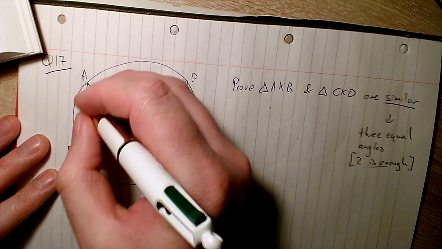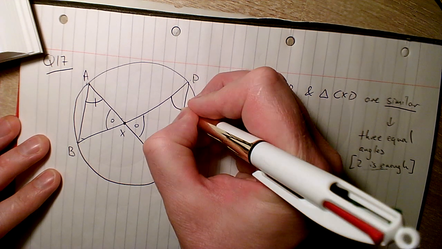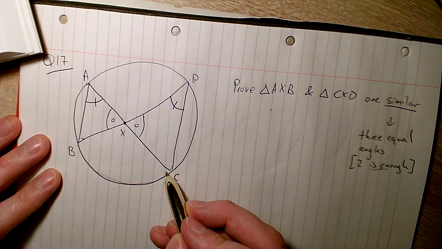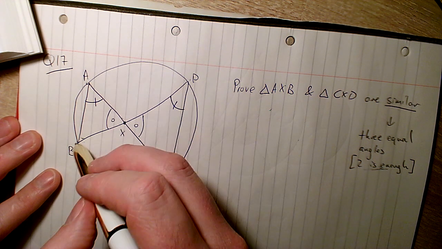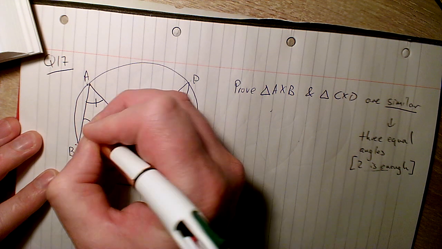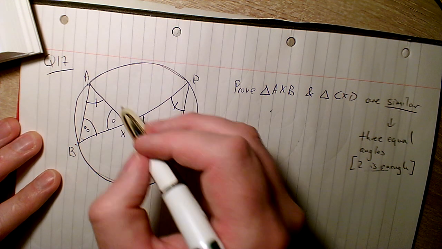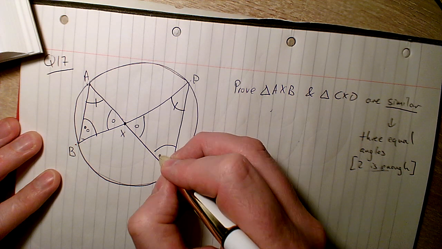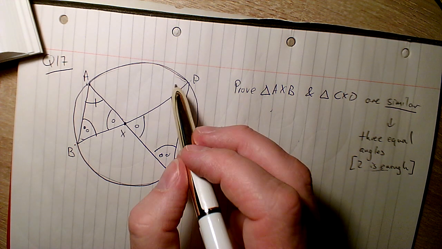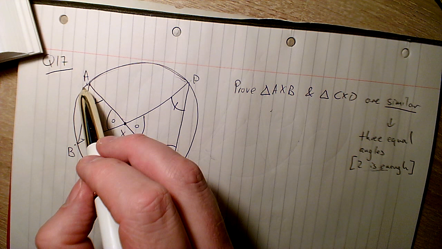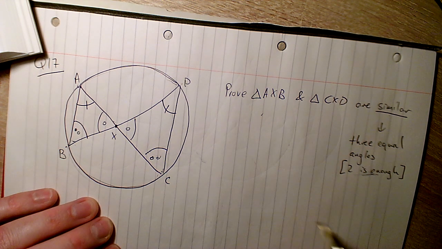And we can also say that BAC and BDC, because they stand on this arc BC, must be equal. Similarly, because ABD stands on this arc AD, it must be equal to ACD, because they stand on the arc AD. That's called a minor arc, where it's the short one. The major arc AD goes around from here to here. If you hear that language, that's what that means.